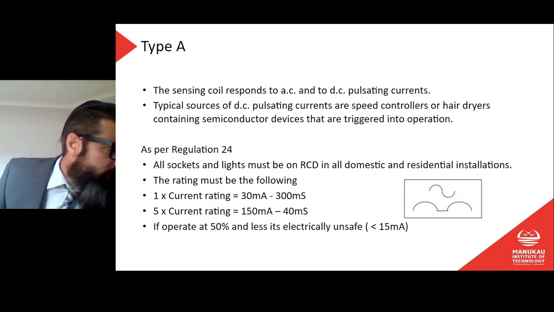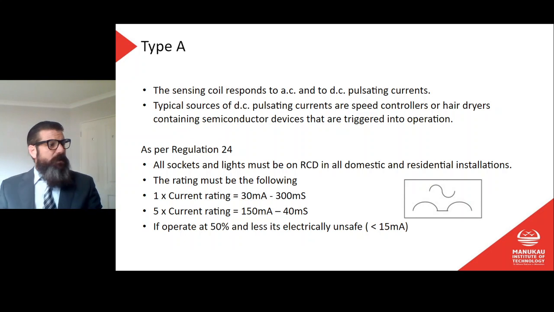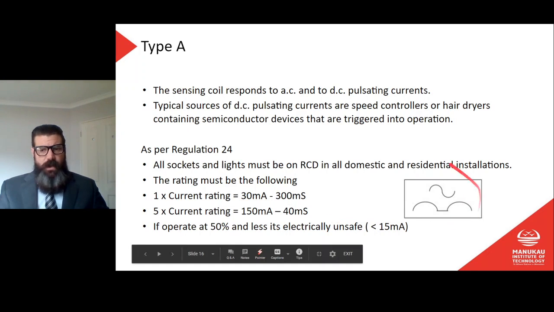Okay, so different types of RCDs. Type A. This is our most common one, and this is the one that we want to use. Type A is the best one, I believe.